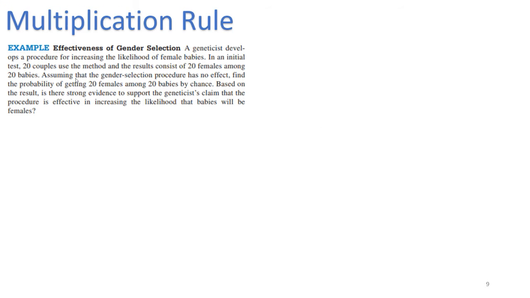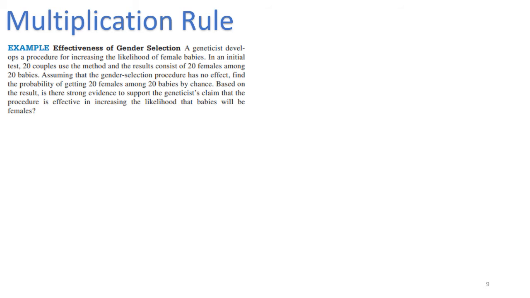A geneticist develops a procedure for increasing the likelihood of female babies. In an initial test, 20 couples use the method and the results consist of 20 females among 20 babies. Assuming that the gender selection process has no effect. Let's read this again. Assuming, note there's an assumption here. Assuming that the gender selection procedure has no effect, find the probability of getting 20 females among 20 babies by chance. Based on the result, is there strong evidence to support the geneticist's claim that the procedure is effective in increasing the likelihood that babies will be females?